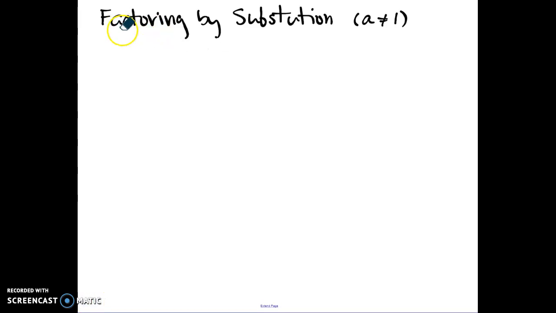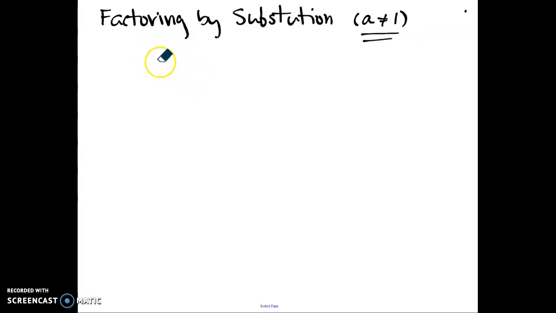So I want to take a quick second to review factoring by substitution. The first thing to realize is that we would only use factoring by substitution when a does not equal 1. Our whole goal is to use a mathematical trick to rewrite the equation so that it looks like a equals 1, and then we would use our normal factoring strategies once we've rewritten it. So you would only use this method when a doesn't equal 1.